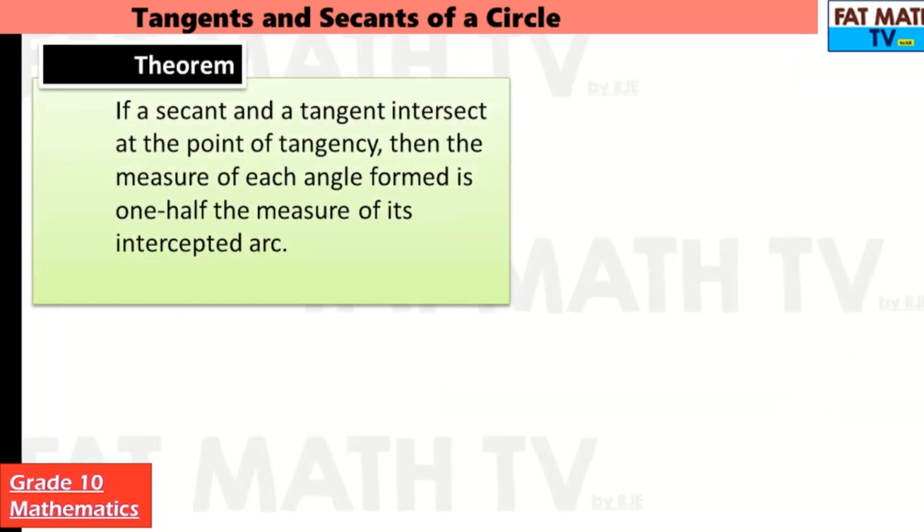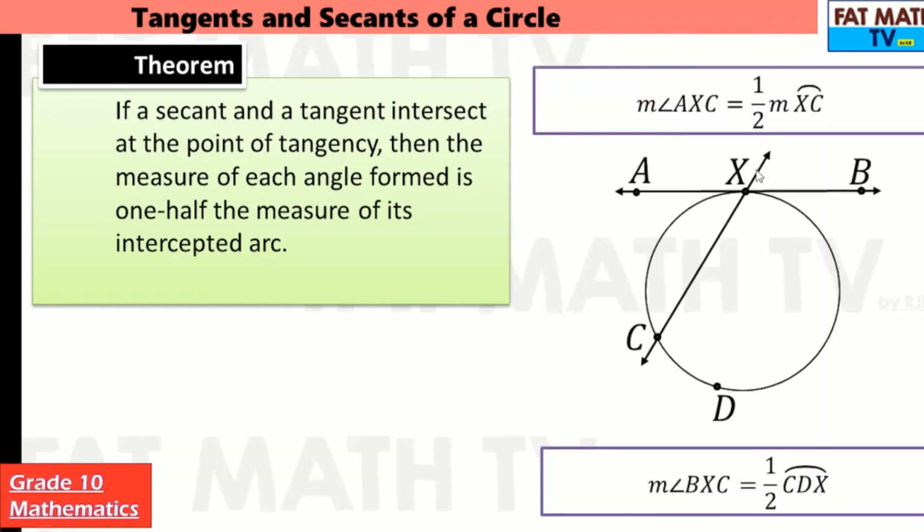Okay, if a secant and a tangent intersect at the point of tangency, then the measure of each angle formed is 1/2 the measure of its intercepted arc. So here in this example, we have here secant XC and the tangent AB intersecting at X, which is the point of tangency. So the measure of angle AXC here is half the measure of arc XC. So it's just half the intercepted arc. So it's like the inscribed angle, half the measure of the intercepted arc.